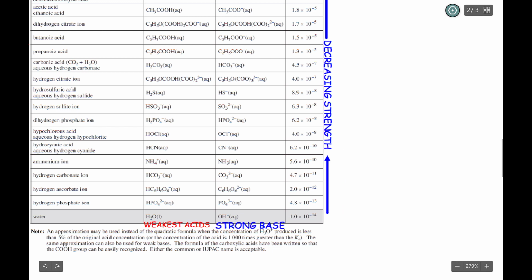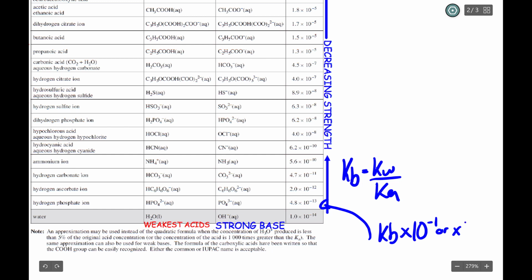weaker and weaker base. Now, if you're looking at this value and going, well, 10 to the negative 13 is a smaller value than 10 to the negative 8, I need you to remember that Kb is equal to Kw all over Ka. These are Ka values. These are not Kb values. So roughly, if this is 10 to the negative 13, and this is just roughly, the Kb is going to be something like times 10 to the negative 1 or times 10 to the negative 2 in terms of being a base. So we actually get weaker moving up the table.